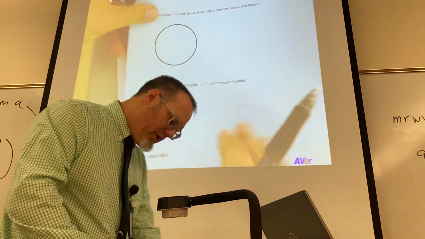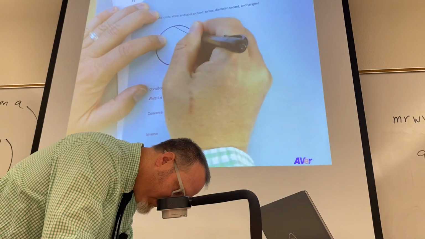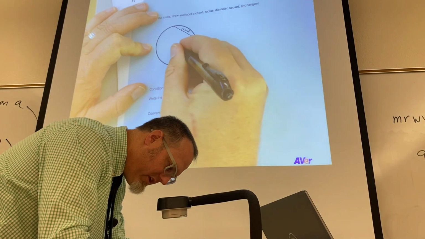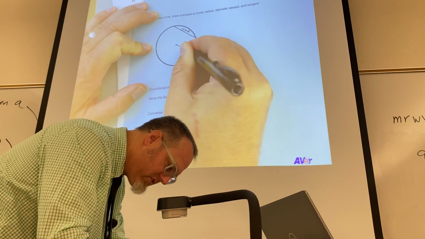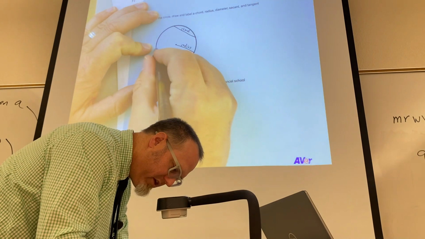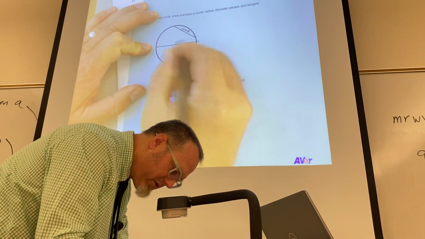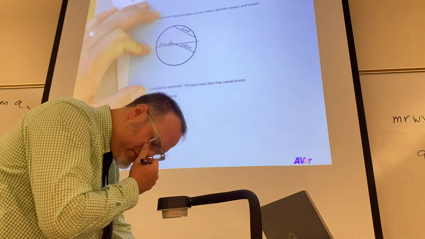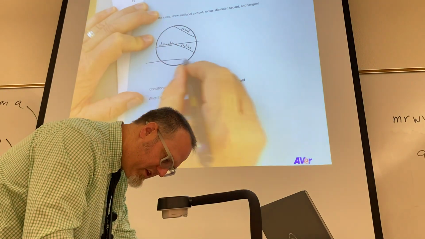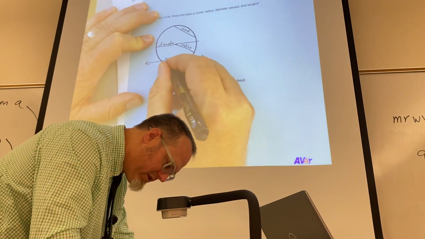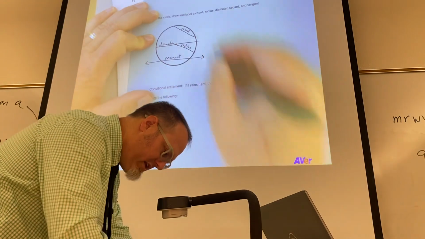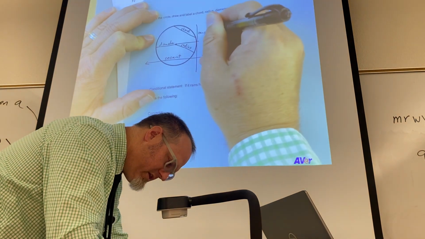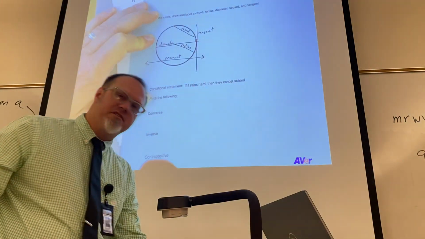On the circle, draw and label a chord. A chord has endpoints on the circle, so this is a chord. A radius, remember the radius goes from the center somewhere, so this is a radius. A diameter is also going to go through that center, and it's going to go all the way across, so this is the diameter. A secant is like the chord, it just keeps going through. And then a tangent is only going to touch in one spot, which is the point of tangency.